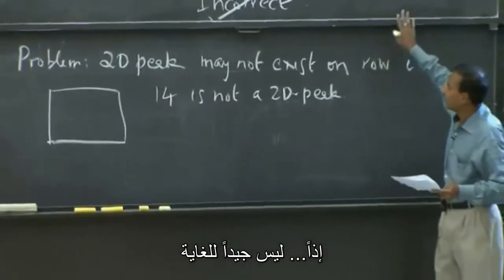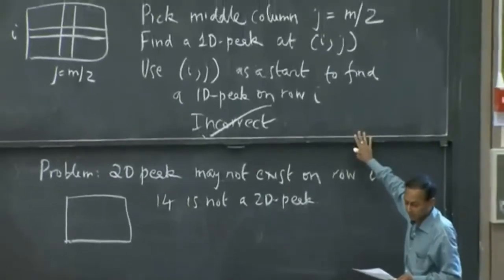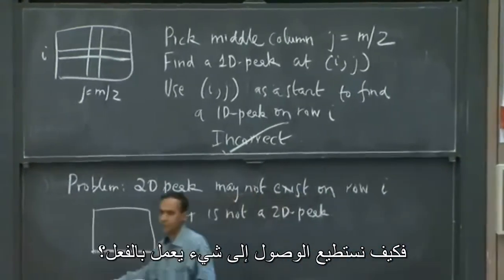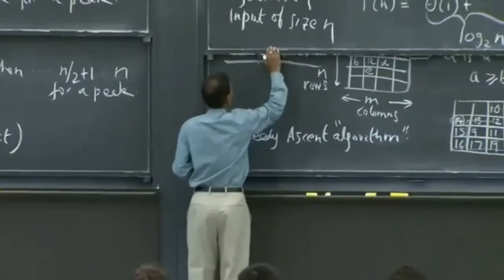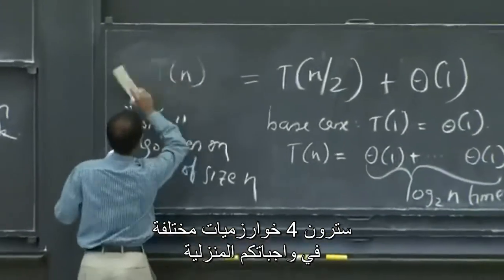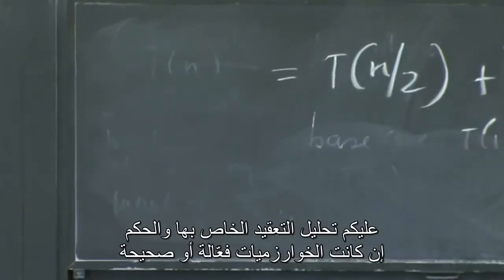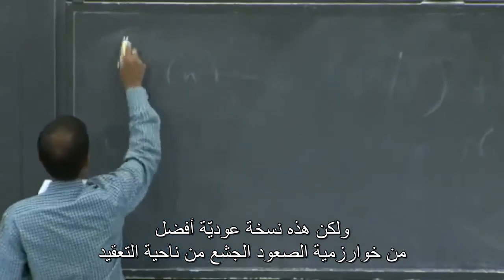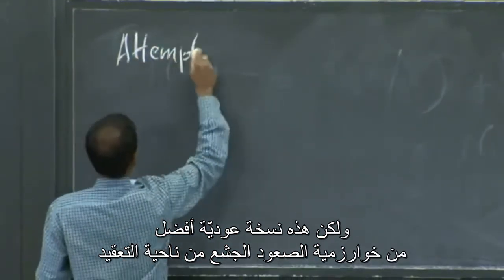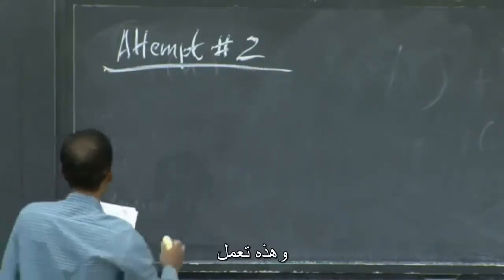So not so good. Looked like an efficient algorithm, but doesn't work. All right? So how can we get to something that actually works? So the last algorithm that I'm going to show you, and you'll see 4 different algorithms in your problem set that you'll have to analyze the complexity for and decide if they're efficient and if they're correct. But here's a recursive version that is better, in terms of complexity, than the greedy ascent algorithm, and this one works.